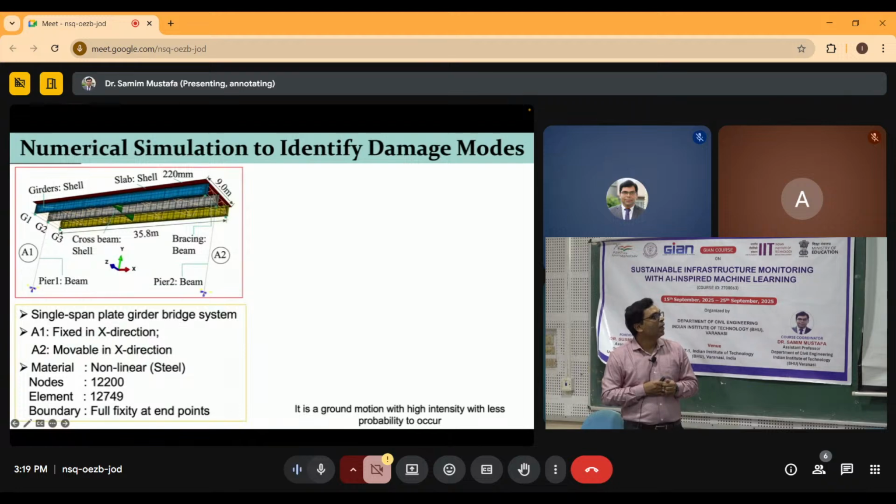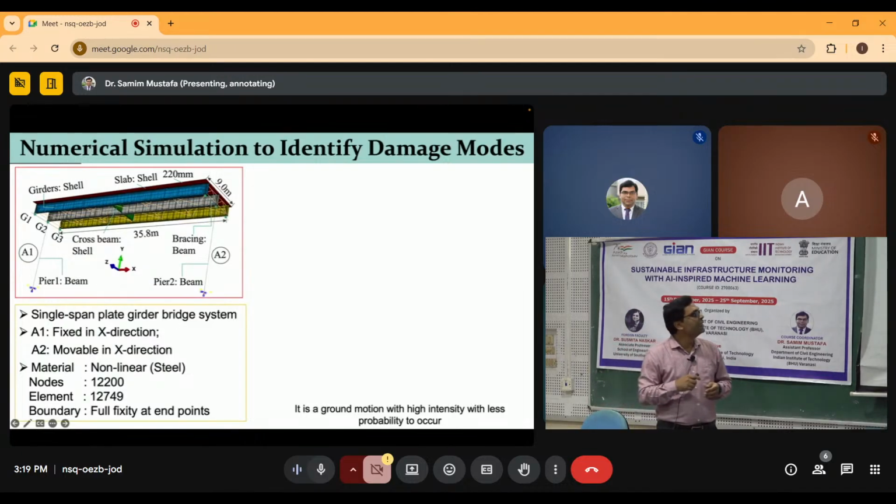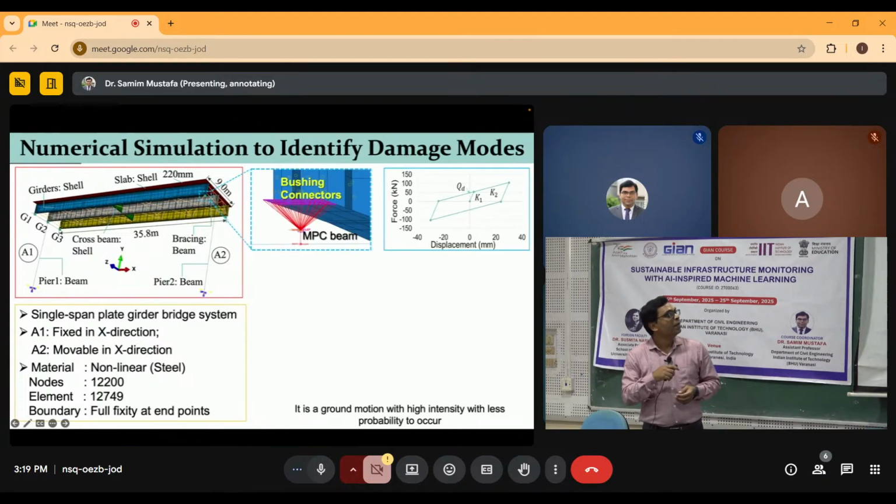This is a bridge which exists, probably in Japan, which is 35.8 meters. It is a real life structure, a real life bridge. There is a pier, and there are three girders, G1, G2, G3, and all the components of this bridge have been modeled. Not only the slab or girder or bracing, everything, including the bearing.